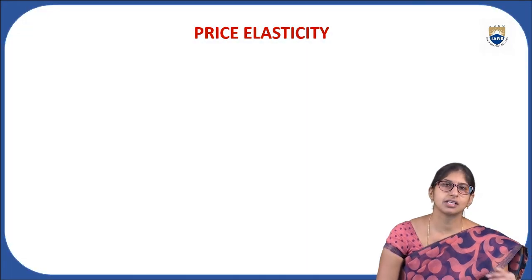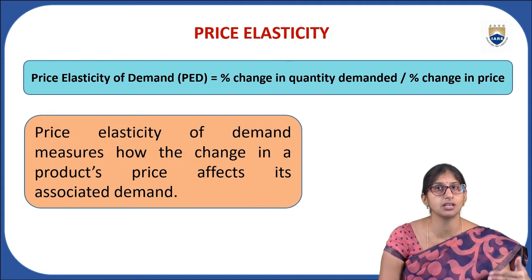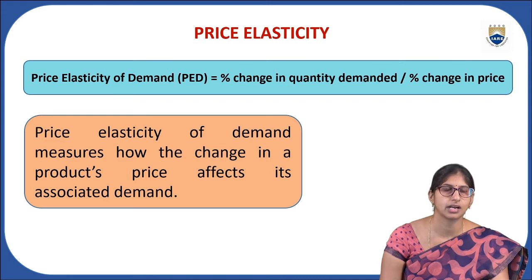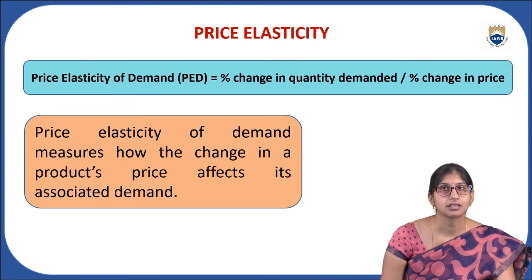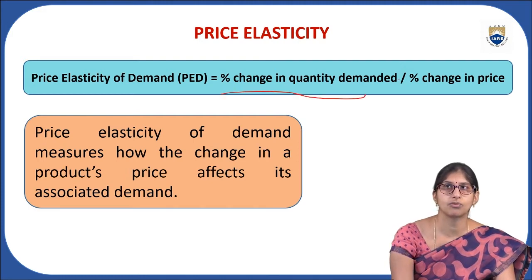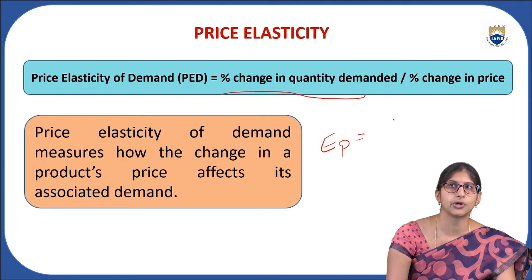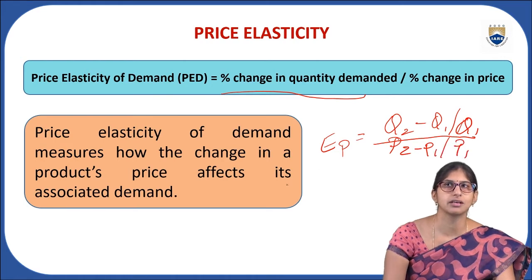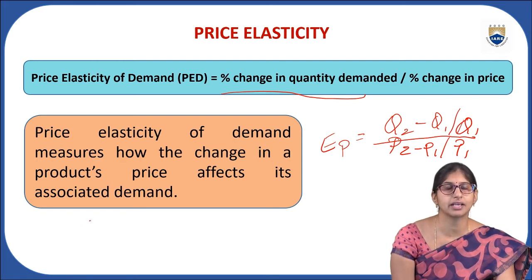Now coming to price elasticity. Price elasticity is how much change in price is creating how much change in quantity demanded, right? The formula for price elasticity of demand is the percentage change in quantity demanded divided by the percentage change in price. For example, we can write it as elasticity of price is equal to (Q2 minus Q1) by Q1, divided by (P2 minus P1) by P1. This is the formula for finding the price elasticity, that is, percentage change in quantity demanded by percentage change in price. Here, price is inversely proportional to demand.